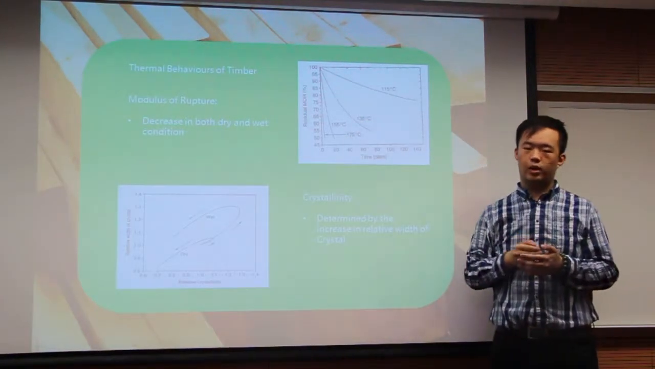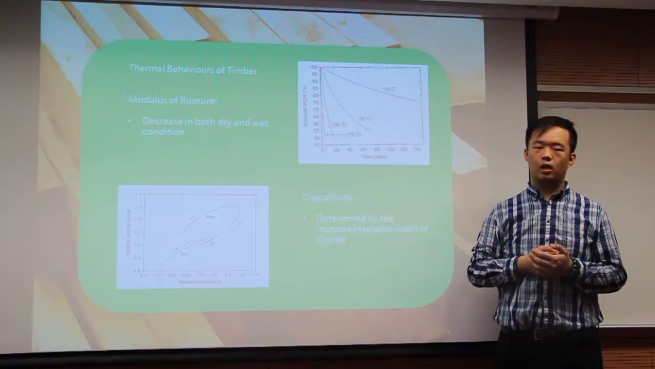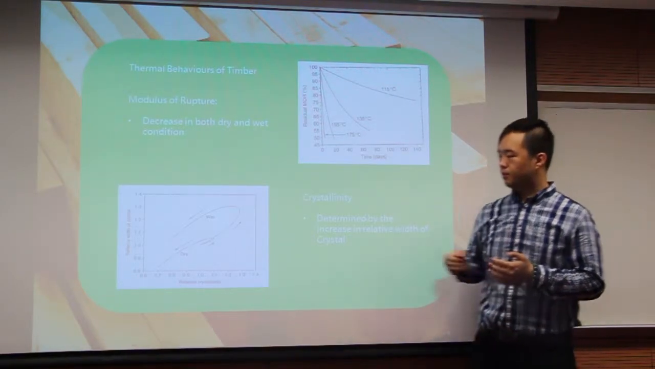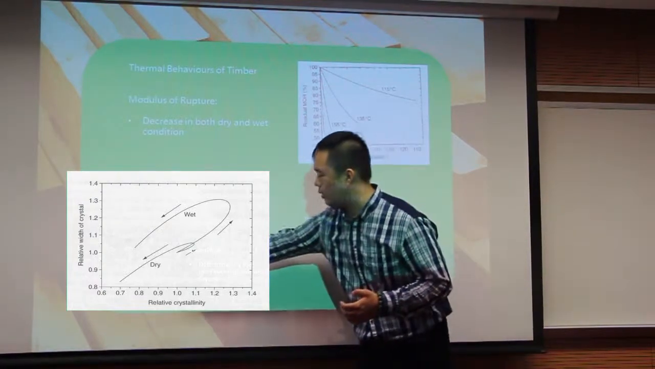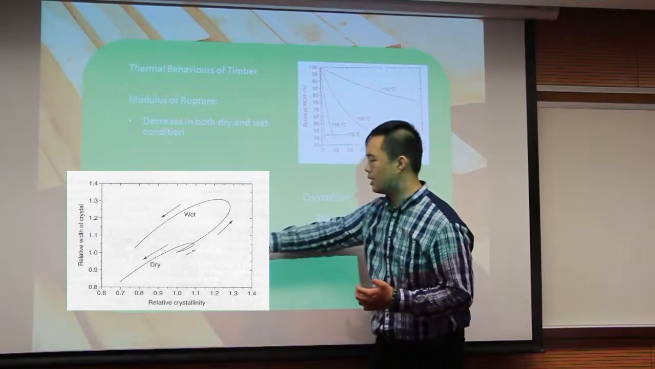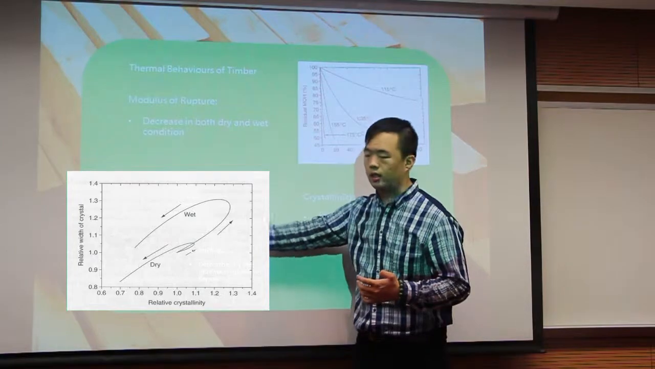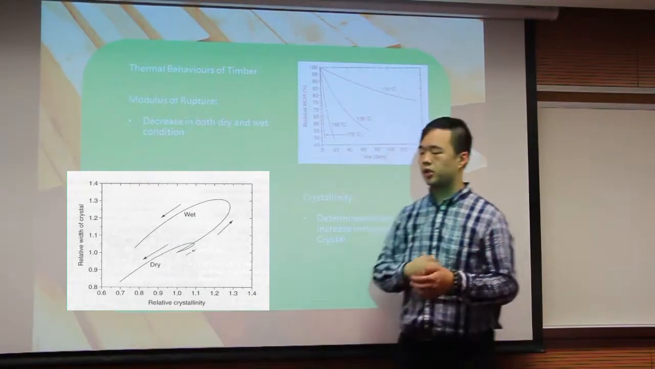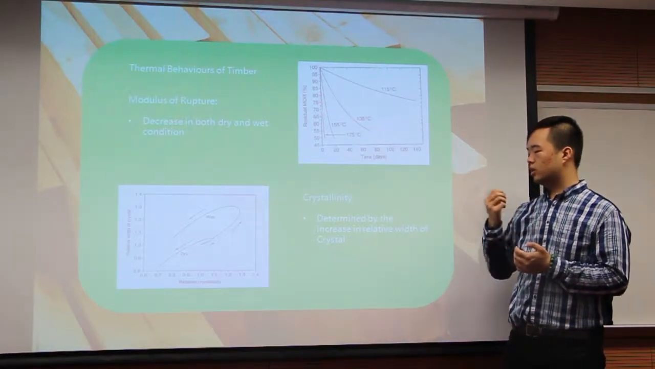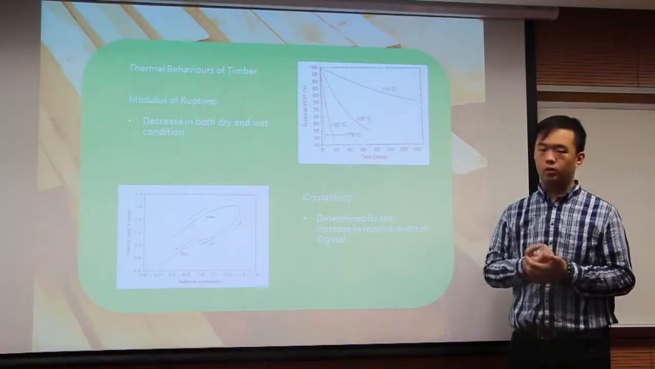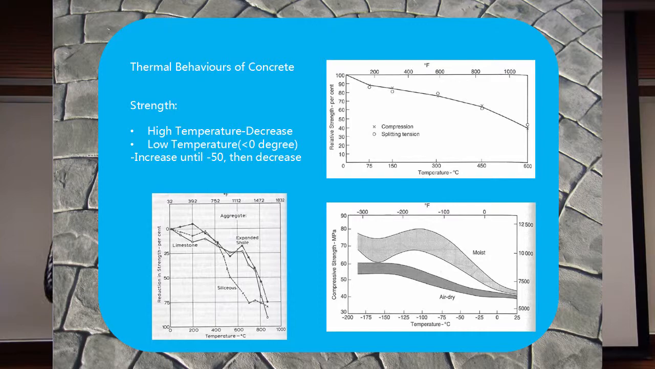And next it will be the crystallinity of the timber. You can see in this picture, the crystallinity of the timber will have a change curve something like that. And the dry condition and the wet condition will have different results. And it is determined by the increase in the relative rise of crystal. And next we will talk about thermal behaviors of concrete.